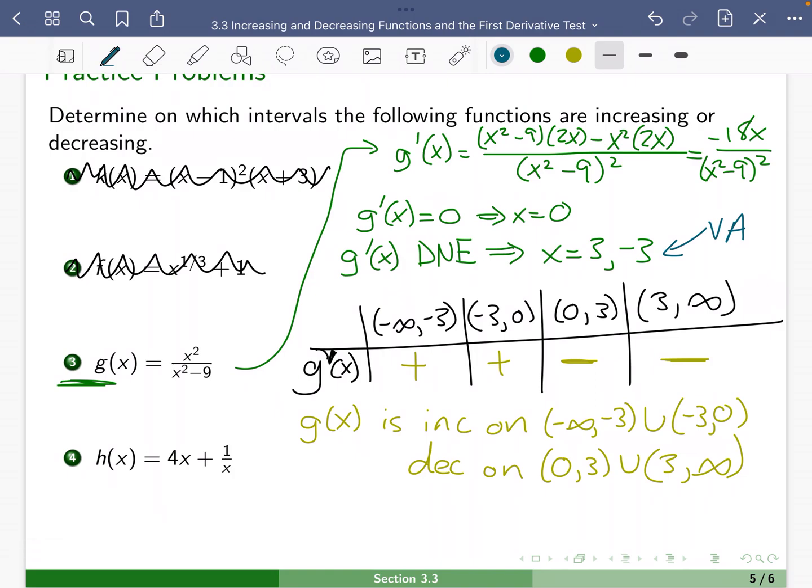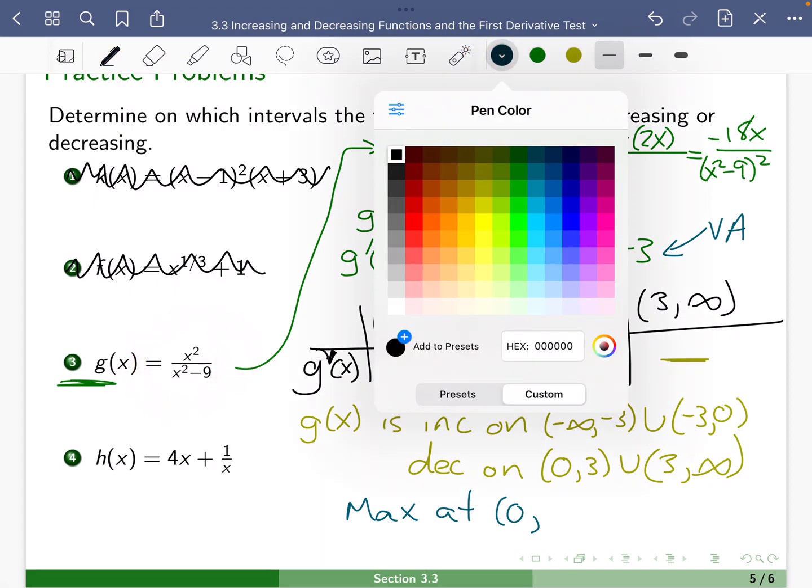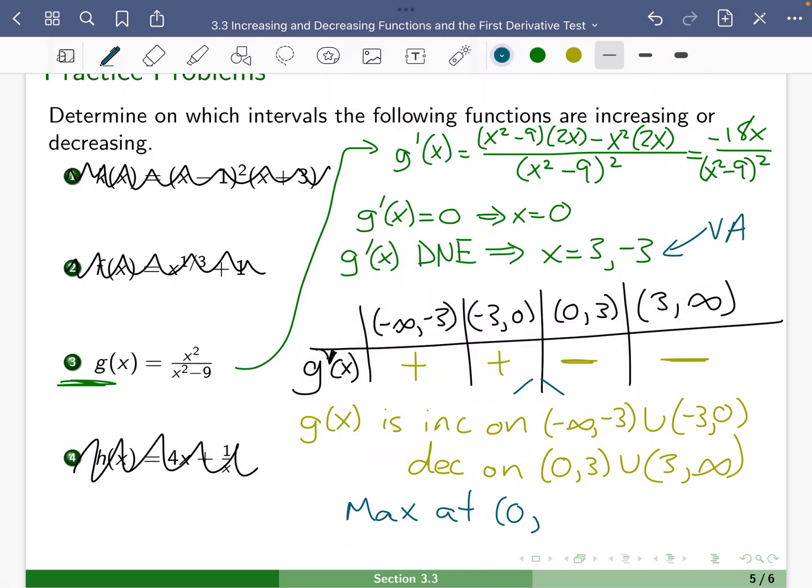But at 0, we could have something happening. So what's happening when x is 0? Well, when x is 0, our derivative changes from positive to negative, so our function is going from going up to going down, so we have a maximum at 0. If we plug 0 into our function right here, we get 0 as an output. So we have a maximum at (0, 0). We have vertical asymptotes at x equals 3 and x equals negative 3.